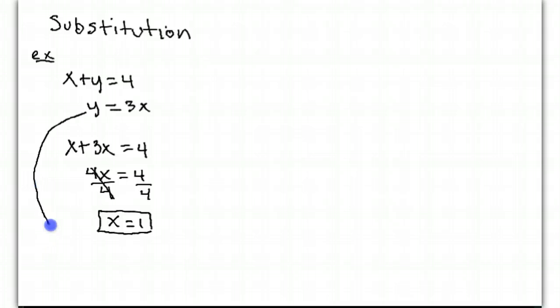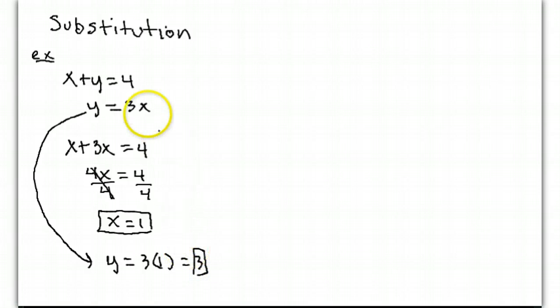So if x is 1, all you really have to do is plug it in. I'm going to plug it into the second equation because it's already got y by itself. So y equal 3 times 1, and that gives me 3. Therefore x is 1 and y is 3. Because if you check it, 1 plus 3 is 4, and 3 is equal to 3 times 1, which is 3.